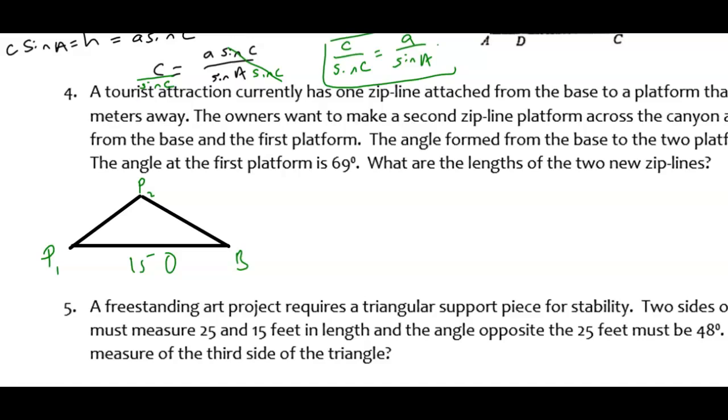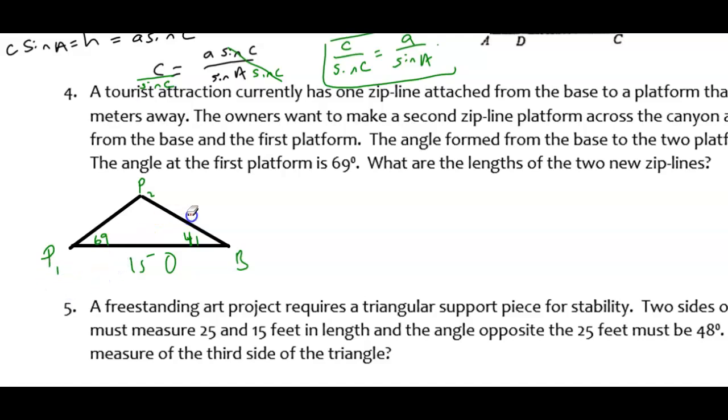And now it says the angle formed from the base to the two angles is 41. So here's the base. The angle formed to the two angles is 41. And then it says the angle at the first platform is 69. All right. So it says, what are the lengths of the two zip lines?